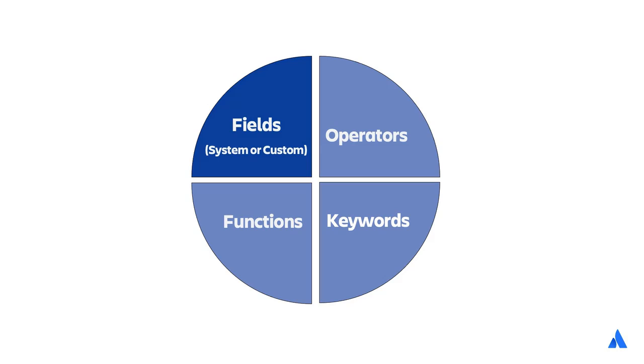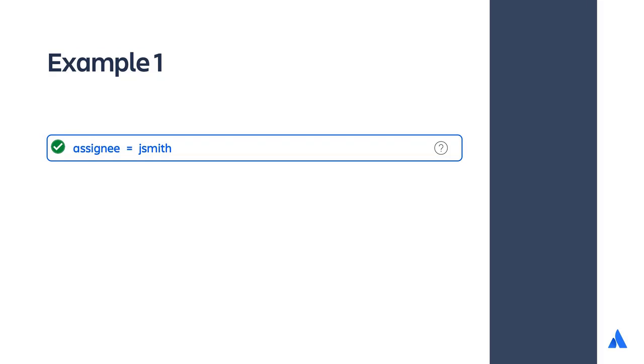Syntax is made up of fields, which can be either system or custom fields, operators, functions, and keywords. Let's cover 3 quick examples and then review each in more depth. In example 1, we have assignee equals jsmith. This query will find all issues assigned to jsmith. Assignee is a field. The equals sign is an operator.